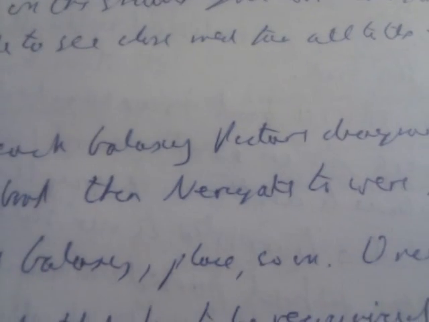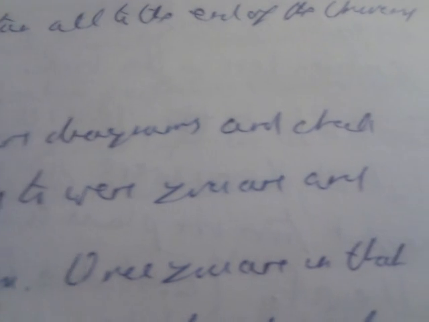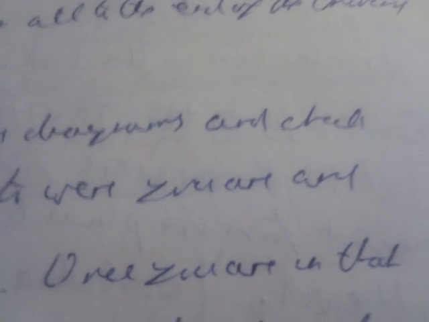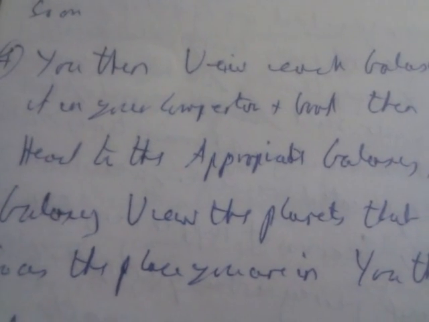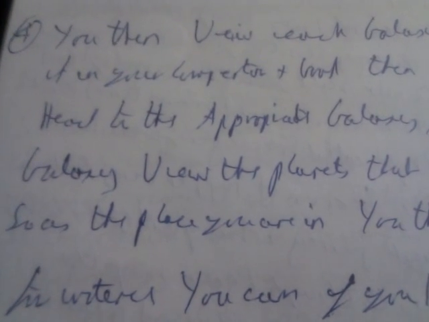You then view each galaxy, pictures, diagram. Say you're lost, you're viewing this through the computer or through the telescope, and if you know your astronomy correctly, check it in your computer and book. Then navigate to where you are and fix it up on the computer, or manually, whatever. Head to the appropriate galaxy, place, and so on.